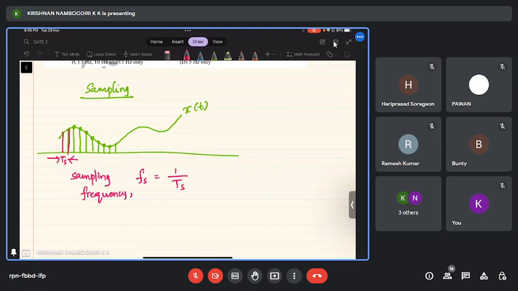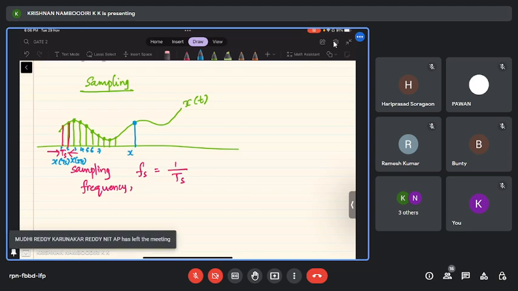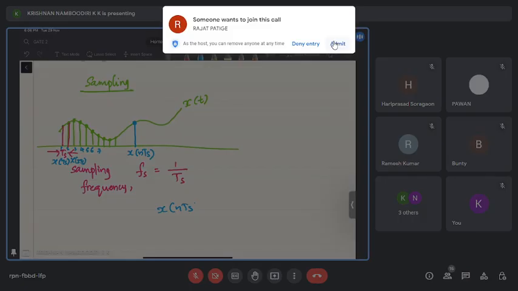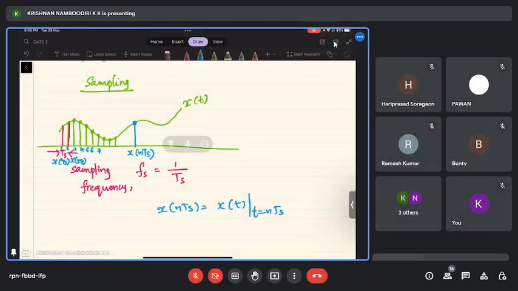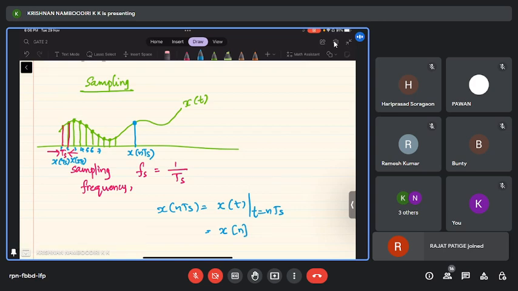So I can denote this as x of Ts, x of 2Ts, x of 3Ts. So this is 1, 2, 3, 4, 5, 6. So maybe I have an x of nTs here. x of nTs is nothing but x of t at t equal to nTs. Sometimes we will denote this as just x of n, the sampled signal. Now the continuous time signal has become a discrete time signal, right?